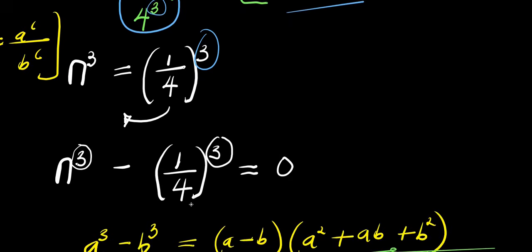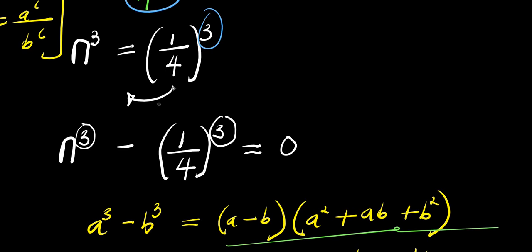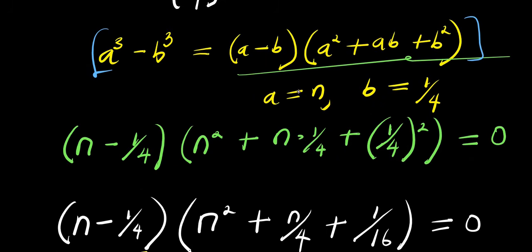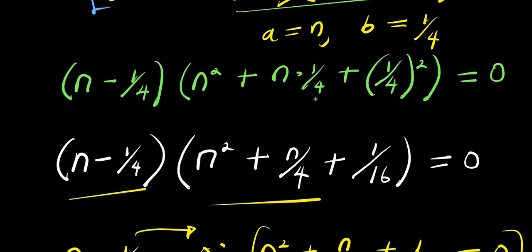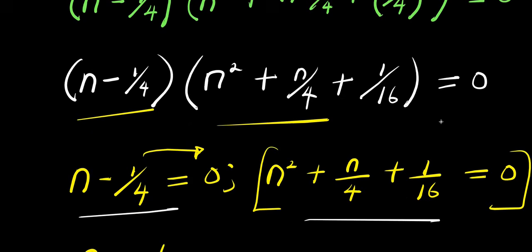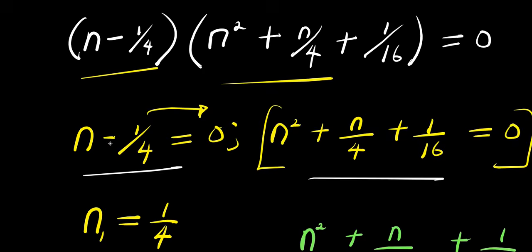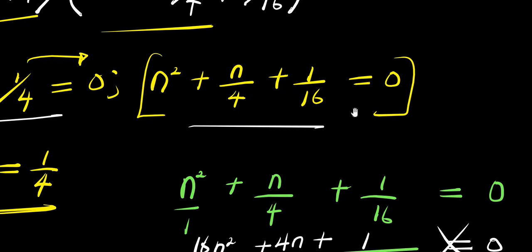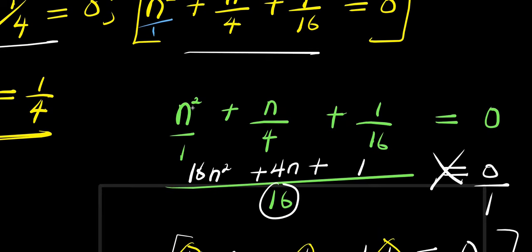At this point, I need to form a cubic equation and move this over here. It becomes minus. Then I use this identity in order to expand, in which my a is n and b is 1 over 4. From there, I inserted them right here. I have this equation. I equated each part to 0. I have a linear equation here, which gave me the first reduced solution, which is 1 over 4. I have a quadratic equation here, but for me to solve, I need to find a common LCM, which is 16 in this particular case.